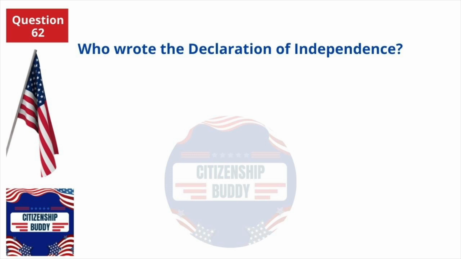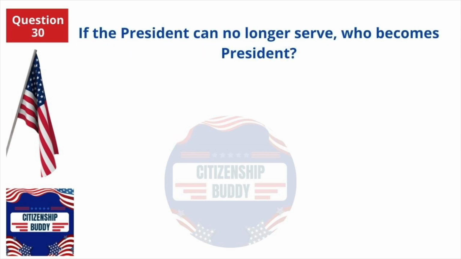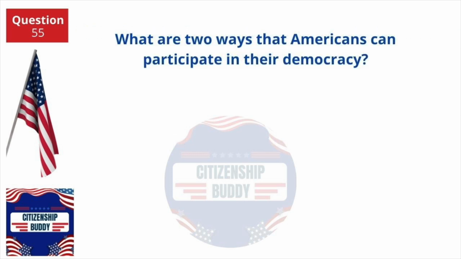Who wrote the Declaration of Independence? Thomas Jefferson. If the president can no longer serve, who becomes president? The vice president. What are two ways that Americans can participate in their democracy? Vote. Join a political party.